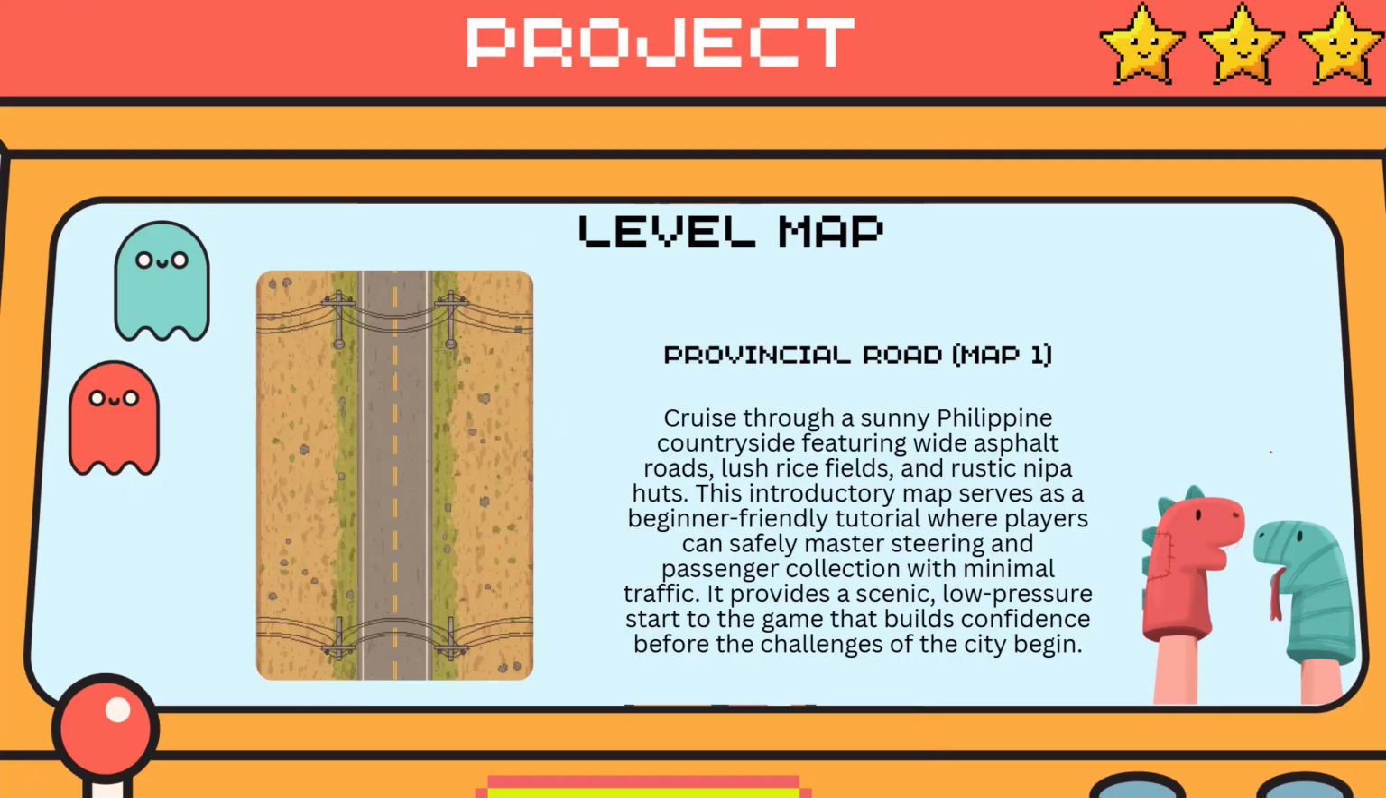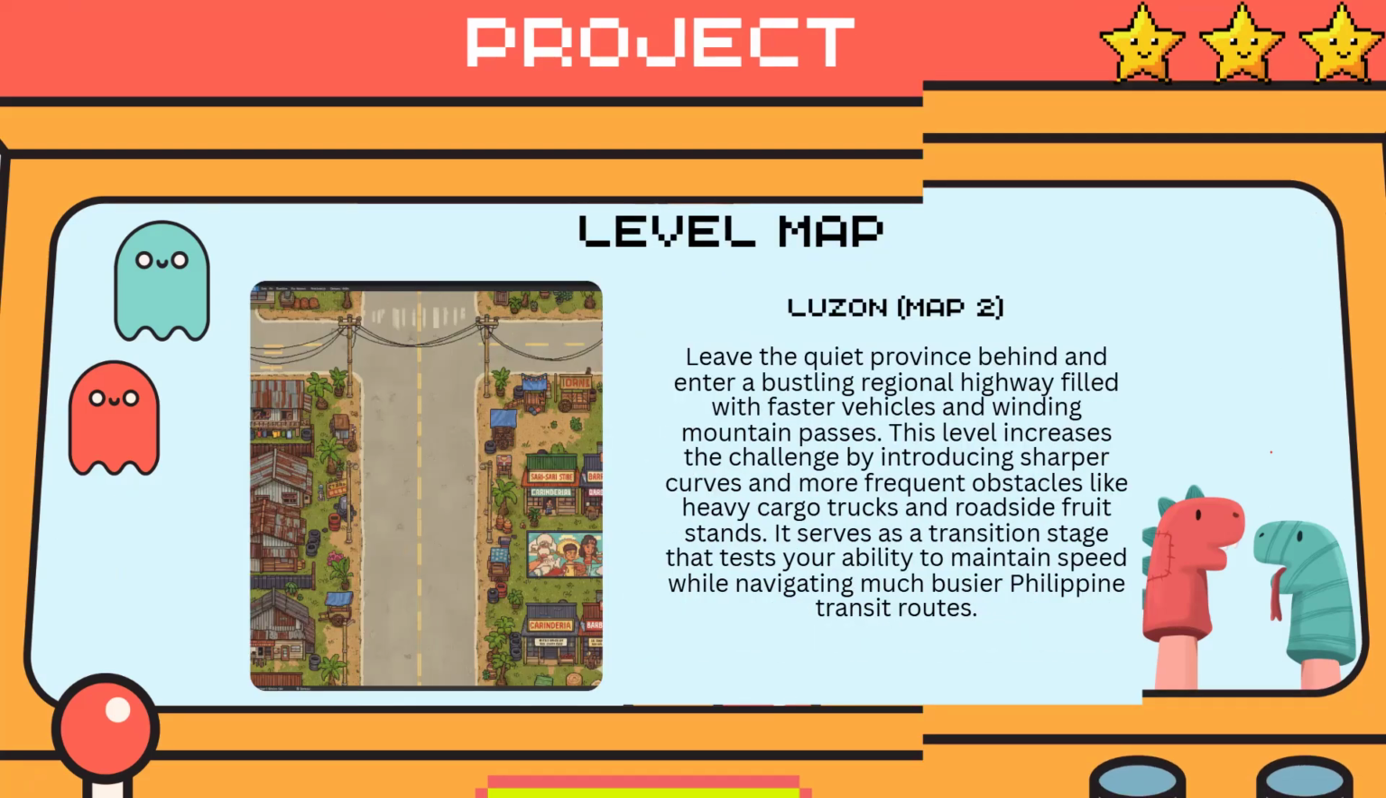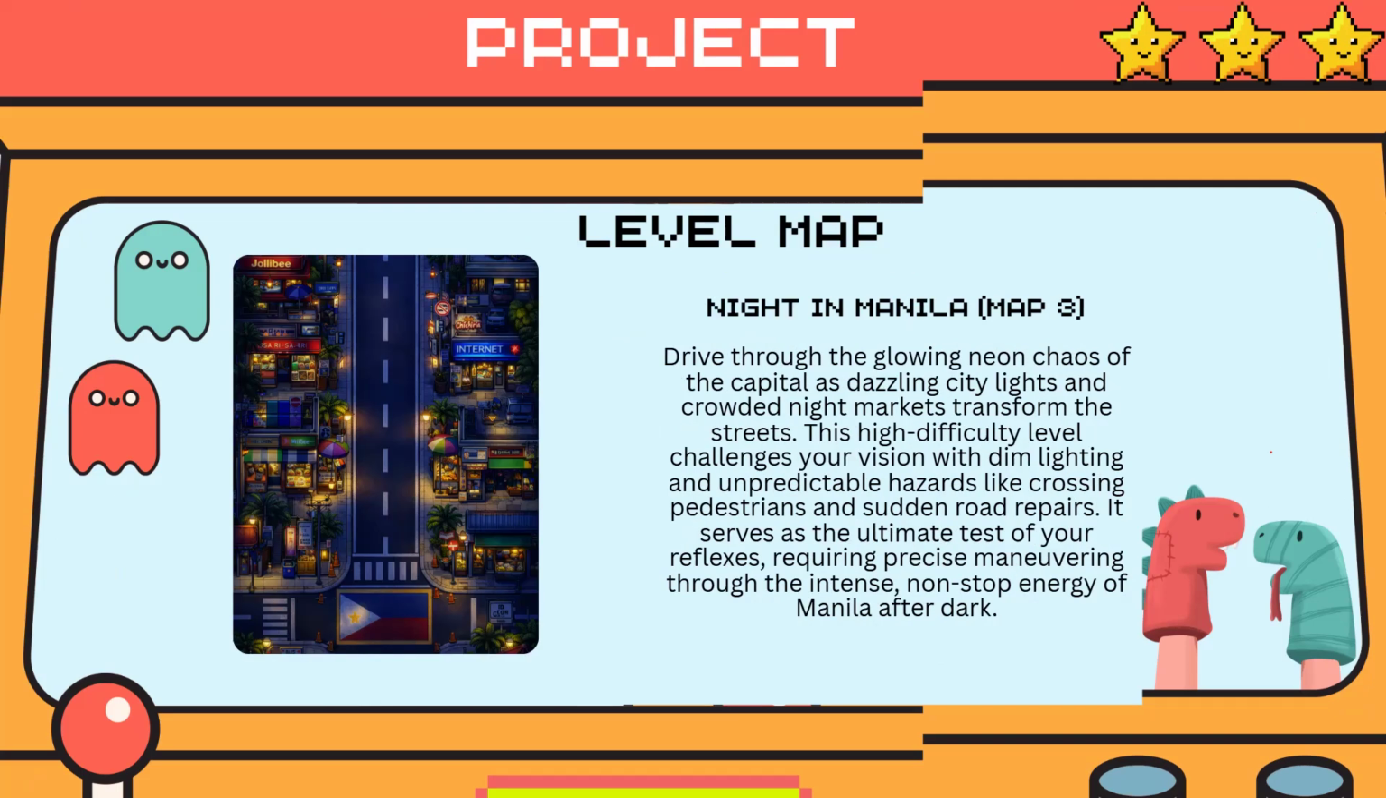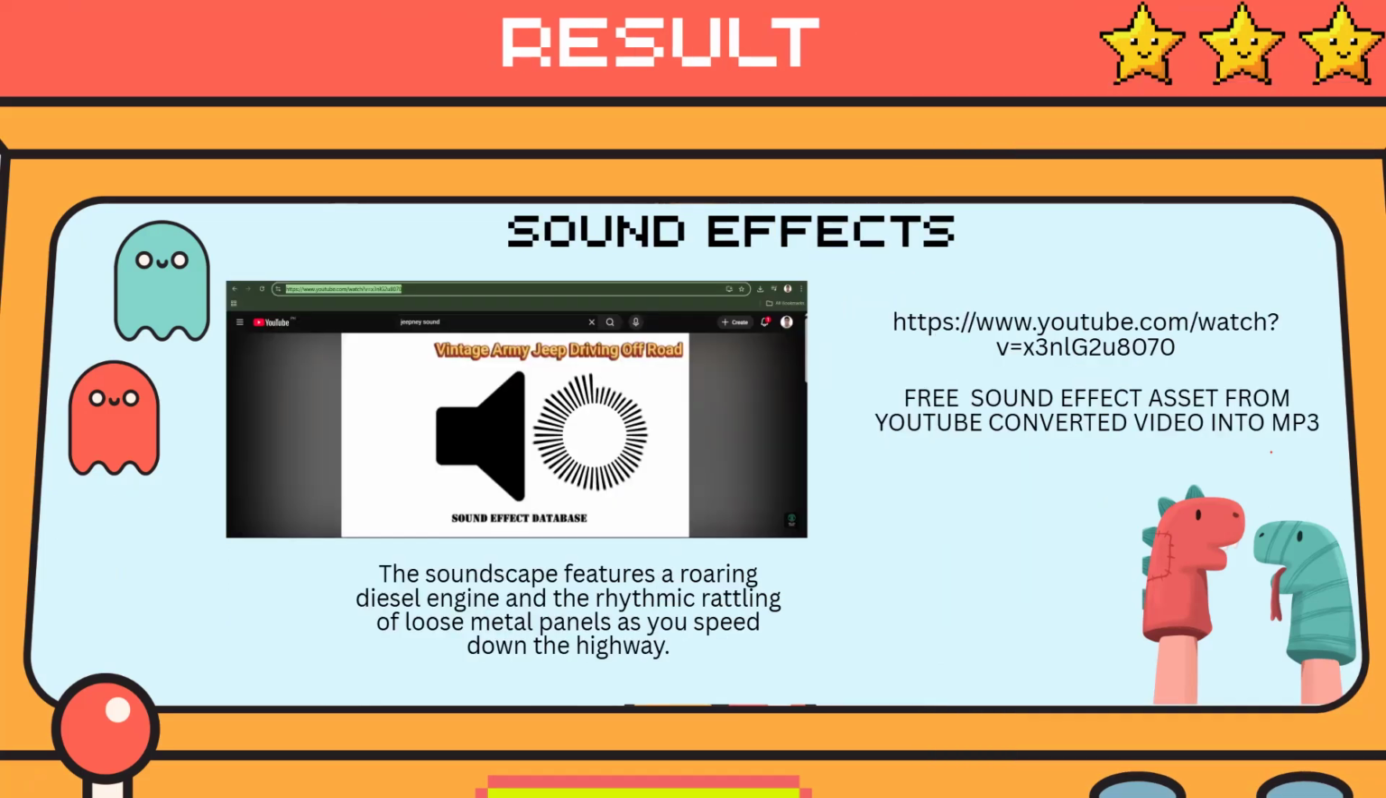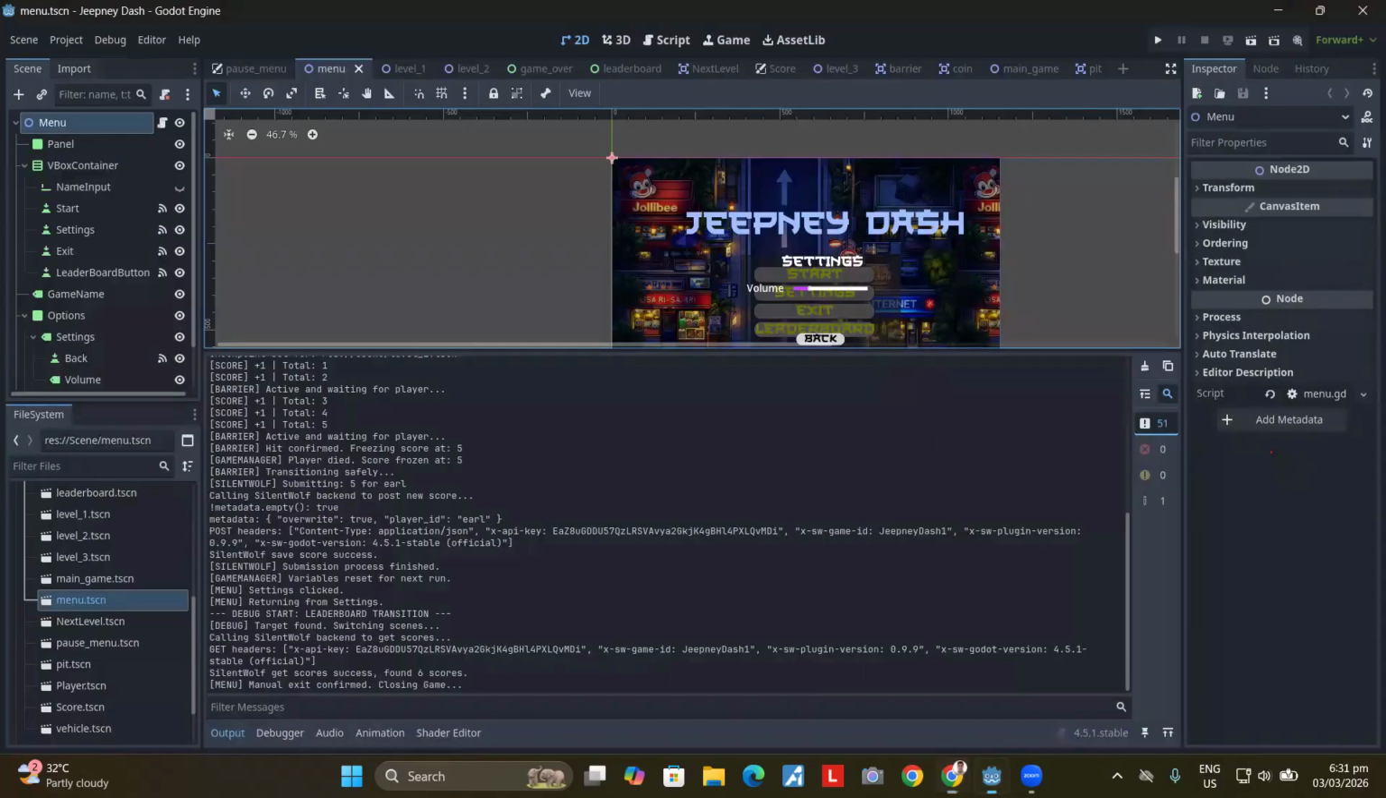For our level maps, we have the provincial map for level 1, the level 2 map, which is Luzon, and the level 3 map, which is the final map, Night in Manila. For our sound effects, we use the Vintage Army Jeep that's available on YouTube for the sound effects of our jeepney. So let's proceed to the game.